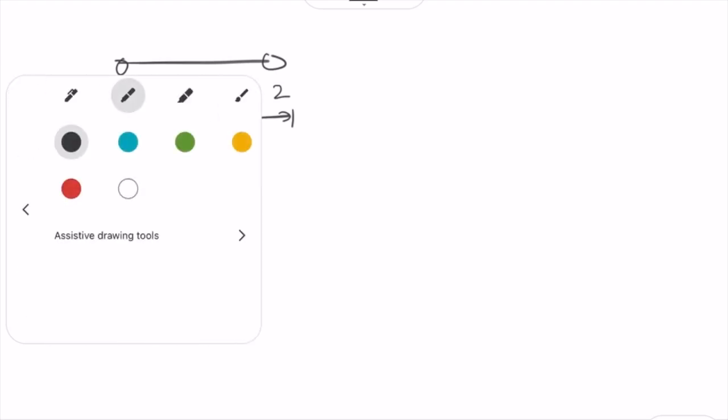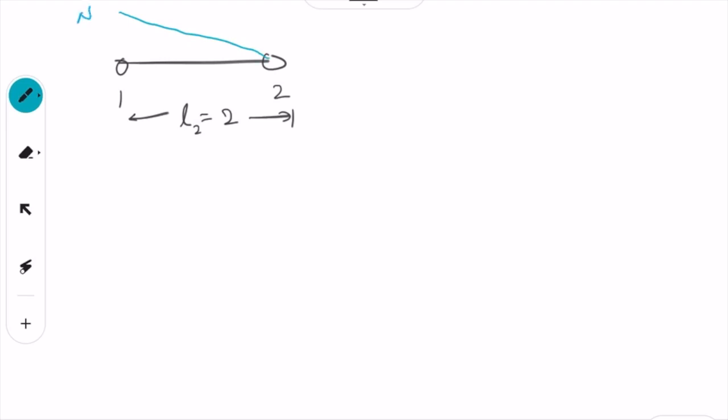Now this is a two-noded element, and hence we have to construct it, and we know how it should be. It should be N1 and N2. If the local coordinate system has nodes 1 and 2, and the length is L2, hence there will be two shape functions. N1 will go like this, and N2 will be something like this. N1 is going to be 1 at node 1 and 0 at node 2, N2 will be 0 at node 1 and 1 at node 2. So this is how it is going to vary.